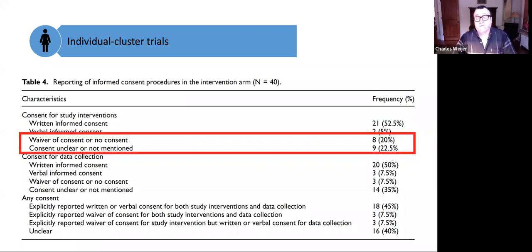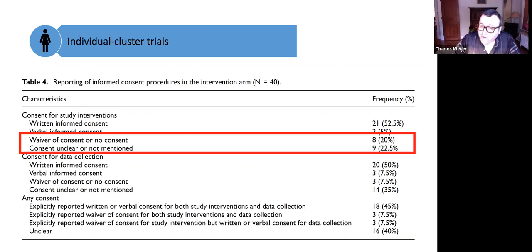But in 8 of 40 trials, there was a reported use of a waiver of consent. And in a further 9 of 40 trials, consent for the intervention was either not mentioned at all, or it was unclear just what had happened in the study. Justifications for waivers of consent were reported in 6 of the 8 trials that said they used a waiver. And so this is a very interesting set of trials to us. And we took a close look at the 6 trials that reported a justification for a waiver of consent.